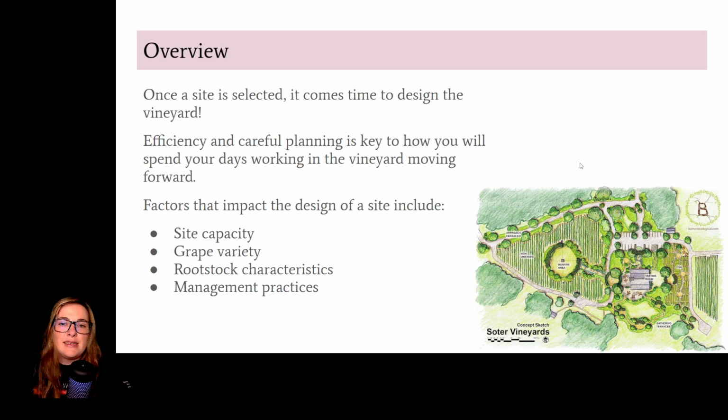Once a site is selected, it comes time to design what the vineyard is actually going to be, right? The biggest things to keep in mind are that you need to be efficient and very careful when you plan what the vineyard's going to be. This is going to impact how you spend your days working in the vineyard moving forward. So any little thing that bothers you or something that you just didn't look over will literally impact your work every day, right? So things that impact the design of a site include the site capacity, the grape variety that you want to plant, the rootstock characteristics, and your management practices as well, just to begin. But we have more than that as well.